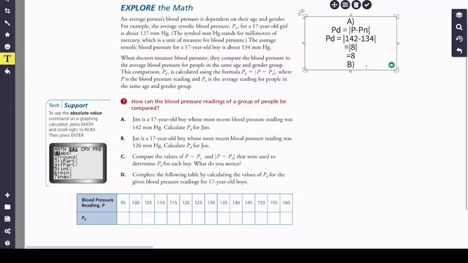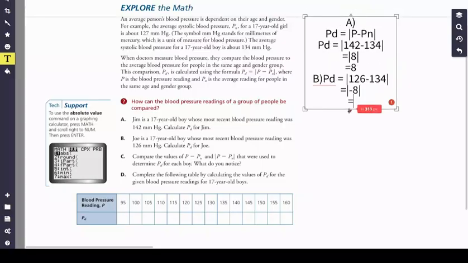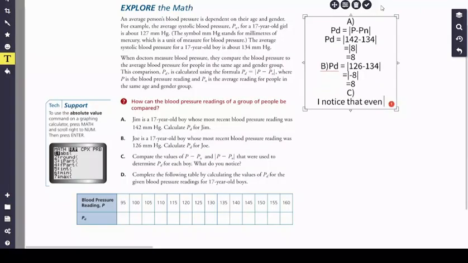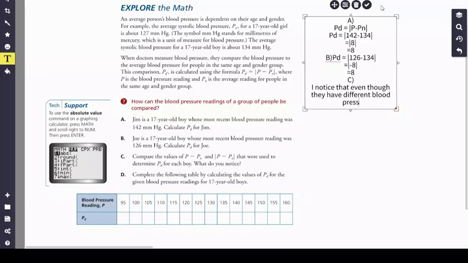Let's go ahead and do B. Joe is a 17-year-old boy whose most recent blood pressure reading was 126. So we use the same formula here. It's the absolute value of 126 minus 134. So now you'll realize, wait a second, we got a negative number. It's the absolute value of negative 8. So whenever we have an absolute value of something, we don't care about negative or positive anymore. We ignore the direction and only care about the magnitude. So we only care about this numeric value, which is 8. So the PD is theoretically the same for Jim and Joe. So I notice that even though they have different blood pressure readings, their PD is still the same due to the absolute value.